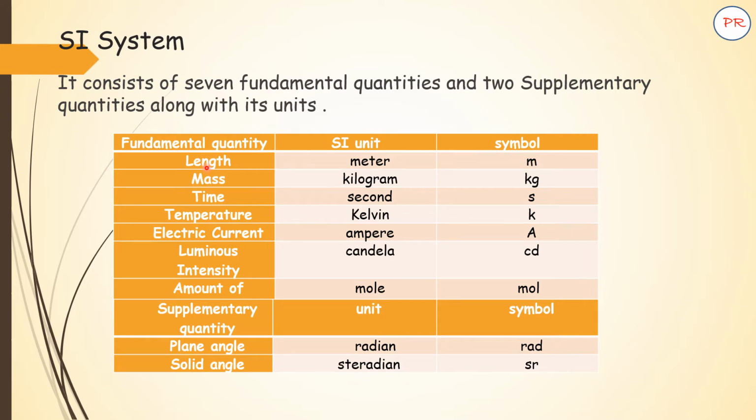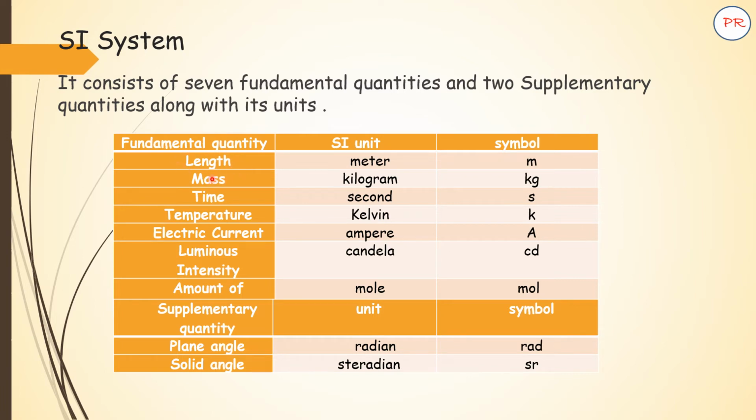The first 3 quantities, length, mass and time, you will find they are associated with mechanics, because initially the part which was studied was associated with motion, that is nothing but mechanics. So initially these 3 quantities were invented and later on the other quantities were added to it. So there are in all 7 quantities.